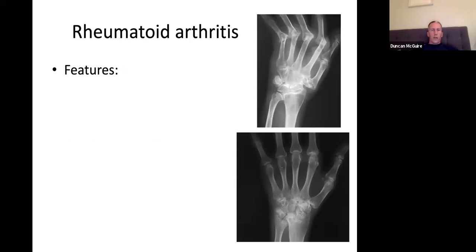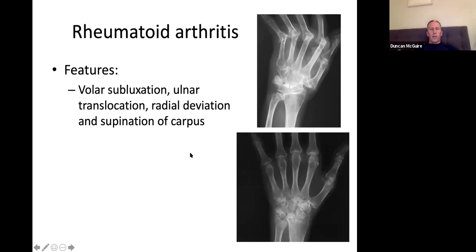Methotrexate really did revolutionize treatment of rheumatoid, and it's quite rare now that we see patients with these destroyed joints, such as you see on the top right there. But occasionally we do get the older patients who have had it since a young age, before methotrexate was around, and they do come to us still with these sort of deformities.